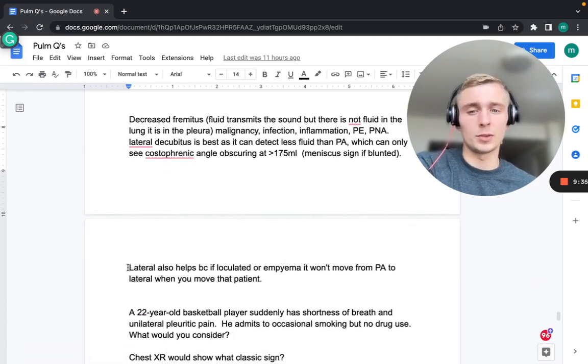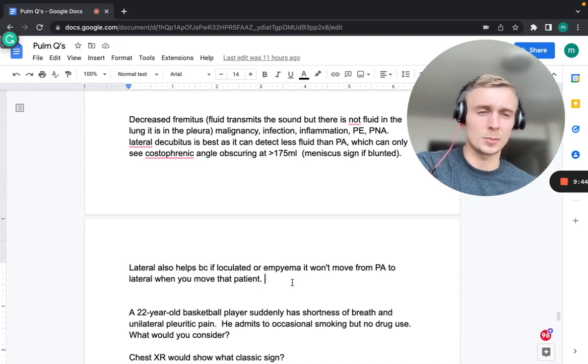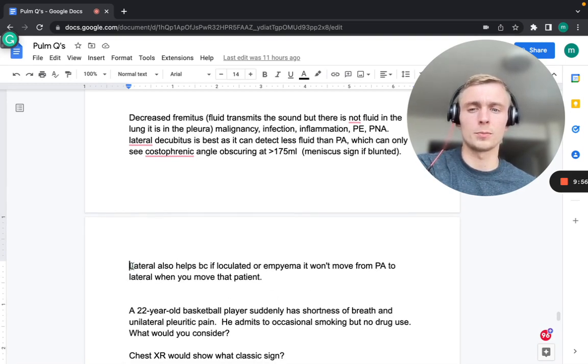And lateral, like we said, also helps because if it's loculated or if it's an empyema, it won't move when you move the patient from the PA to the lateral. So if it's loculated in that specific area and you put them on the lateral decubitus, that thing is not going to move anywhere. Whereas in a regular pleural effusion, if it's just transudative, it's going to sink to the area with the most gravity. So it's a good way to help, just based on the x-ray, see what the underlying pathology might be.